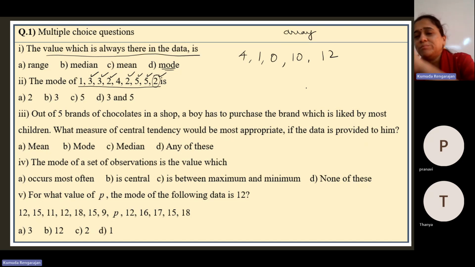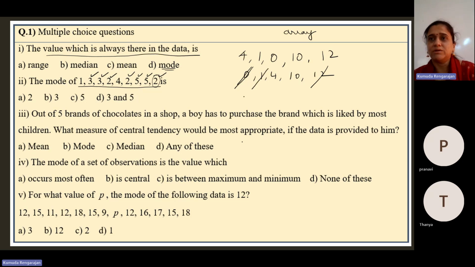So to find mean or mode, you need not arrange the data in the form of an array. You don't have to do it. But to find median, you have to arrange the data in the ascending or descending order in the form of an array. So 0, 1, 4, 10, 12. This is the first step to find median. Then slash one number, slash the first number from the left, slash the first number from the right, slash the second number from the left, slash the second number from the right. Now we are left with 4. That's the median.